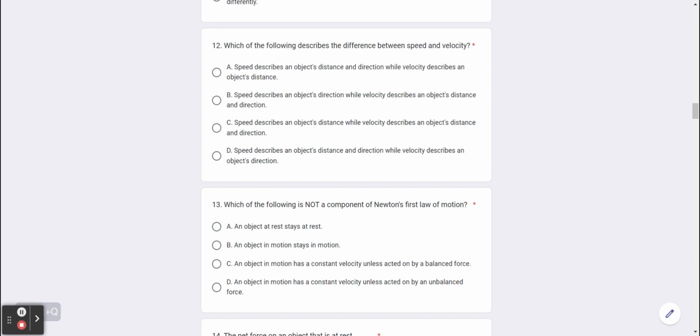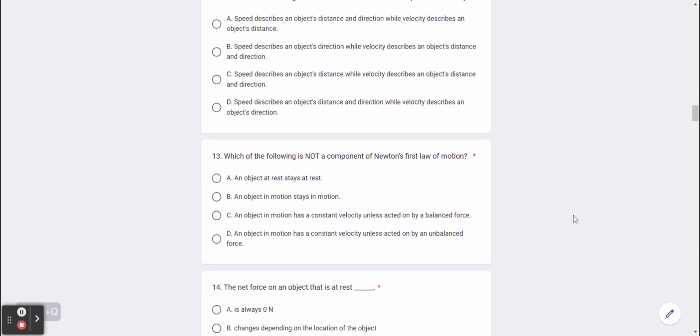13, which of the following is not a component of Newton's first law of motion? A, an object at rest stays at rest. B, an object in motion stays in motion. C, an object in motion has a constant velocity unless acted on by a balanced force. D, an object in motion has a constant velocity unless acted by an unbalanced force.